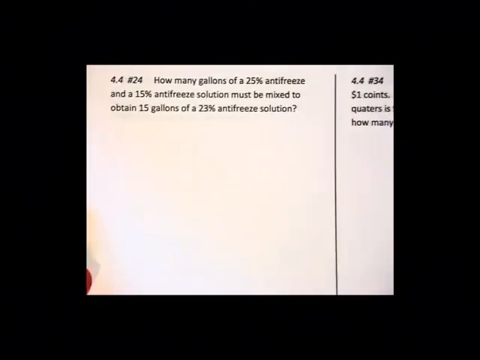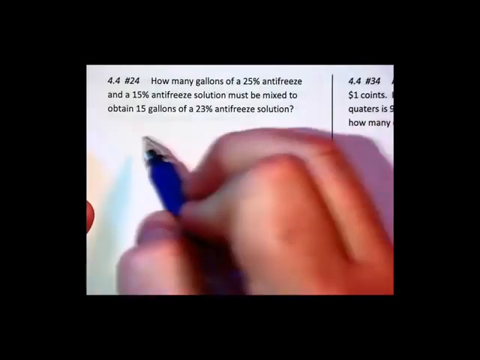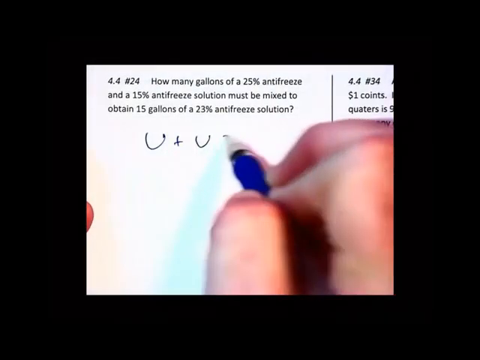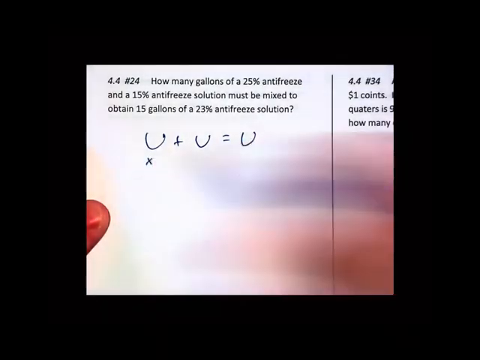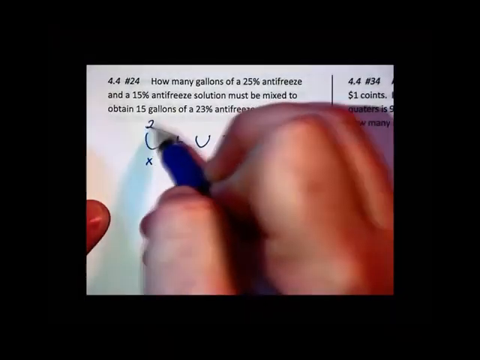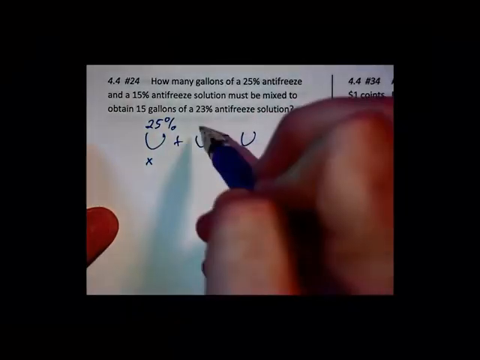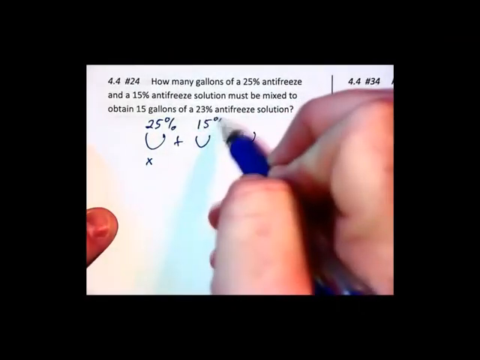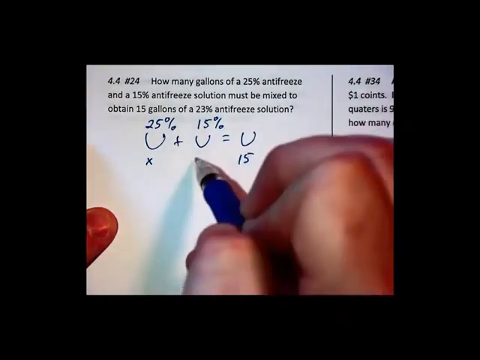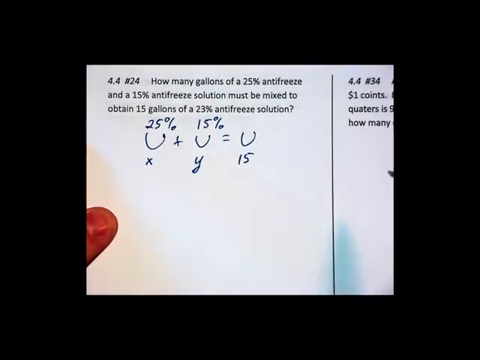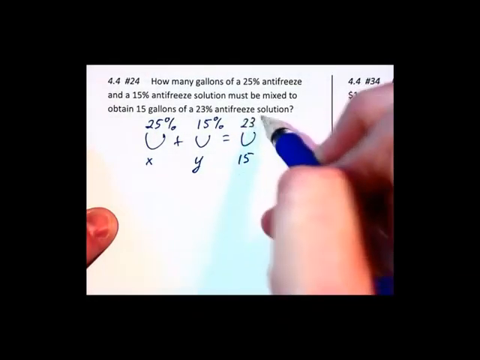Another mixture problem. It looks like it's almost the exact same pattern as what we just did. So let's set up our mixing bowls here. How many gallons, the missing amount, of a 25% solution, there's my percent going on the top, and a 15% solution should be mixed together to obtain 15 gallons. It looks like I'm missing the amount of the 15% solution of a 23% mixture.